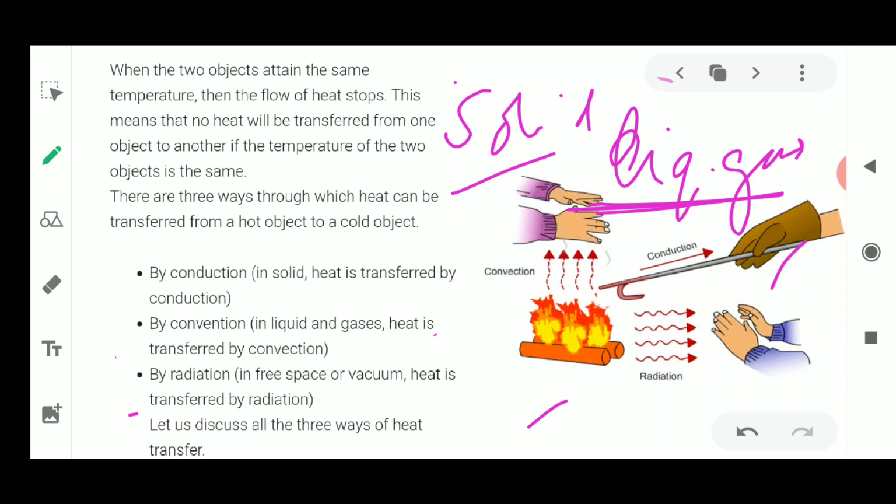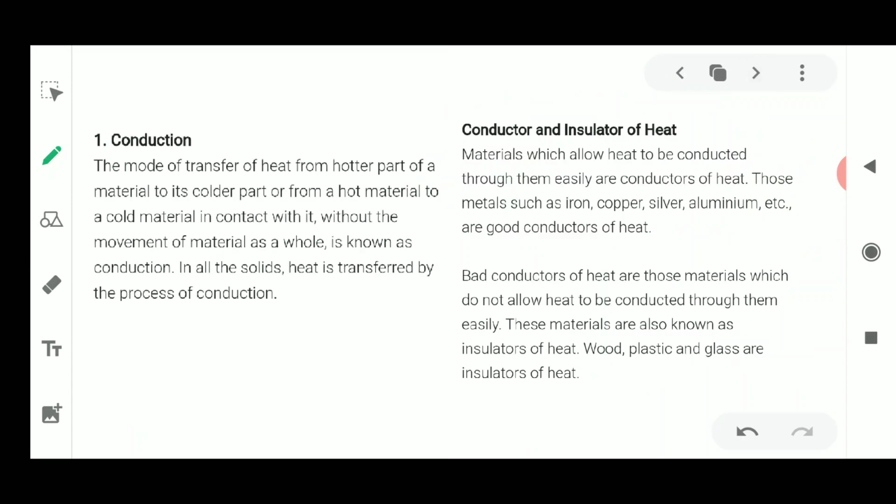Now if none of these states of matter is present in the surrounding, then it becomes a vacuum. If the heat is transferring in a surrounding where there are no particles, no state of matter, then in that condition the heat transfer takes place with the help of radiation. Now let us discuss these three ways of heat transfer one by one in detail.